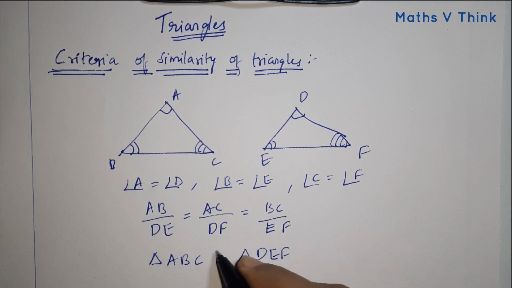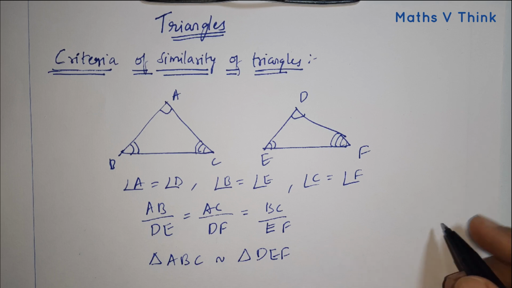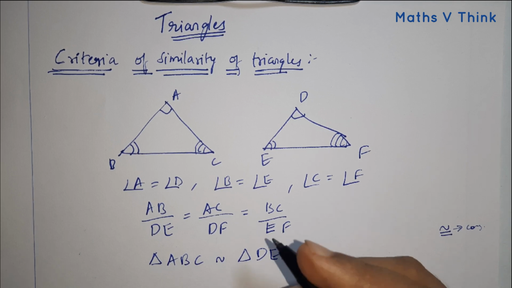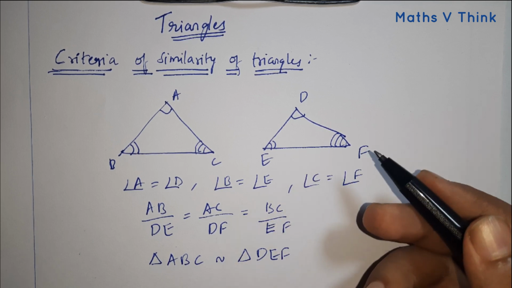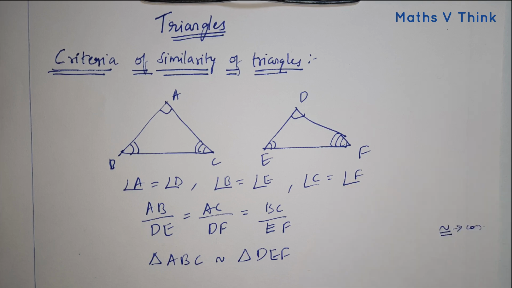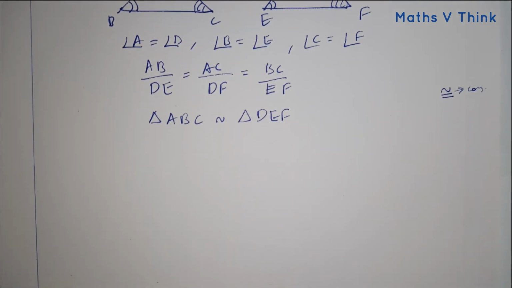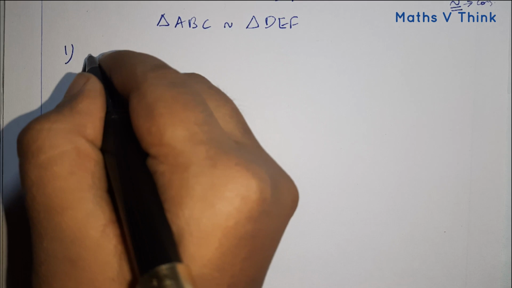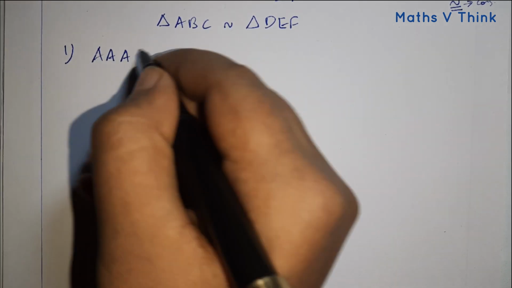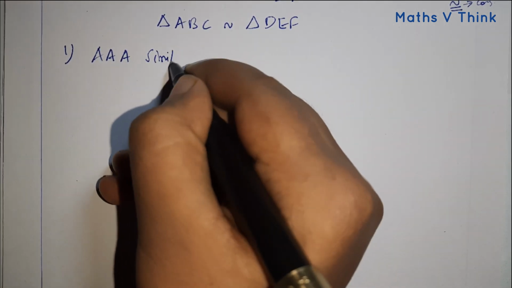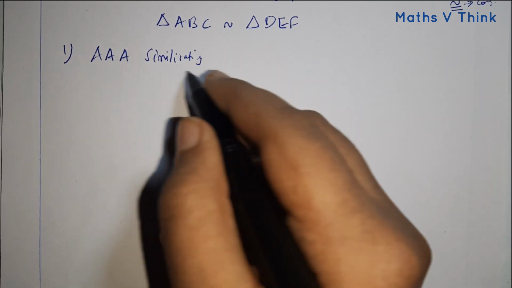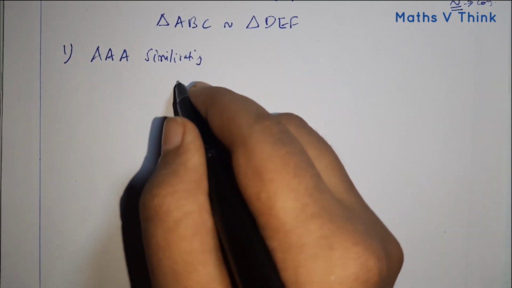This is the symbol of similarity. You have already discussed in 9th one more symbol. This is the symbol of congruence. Now we'll discuss a few more criteria of the similarity of triangles. First criteria is angle similarity. I'll explain this to you with the help of an example.